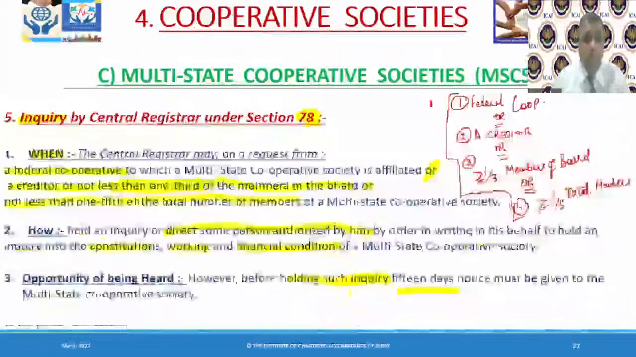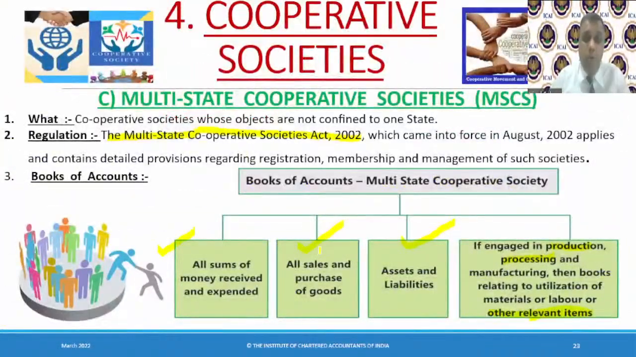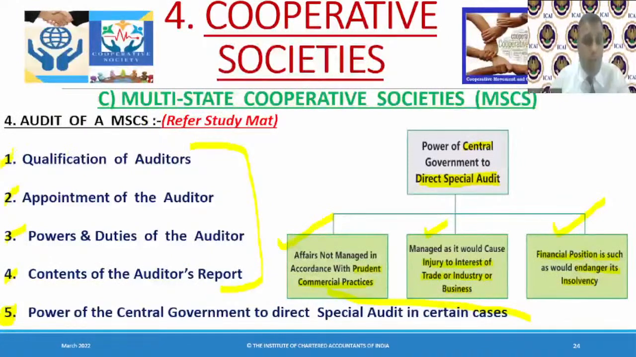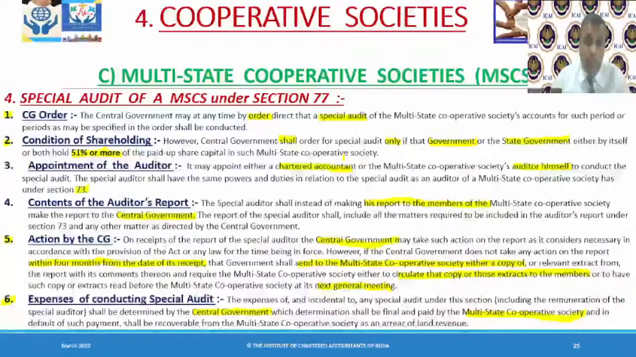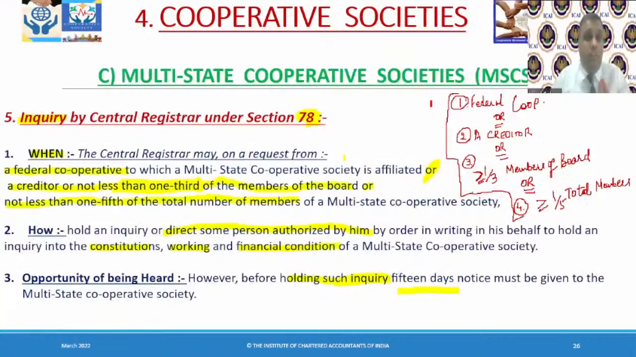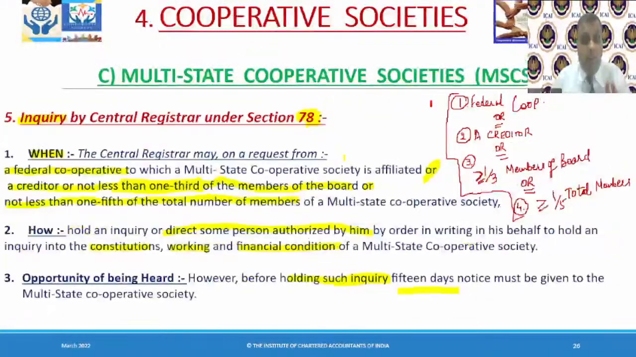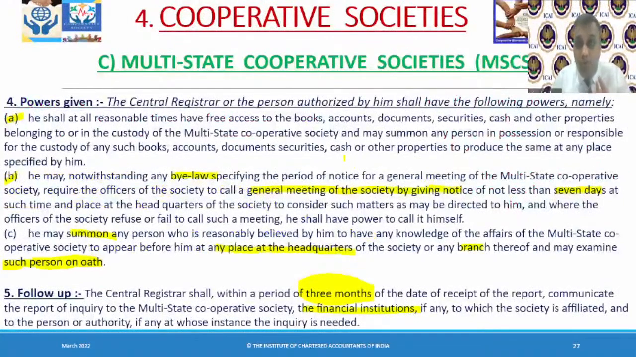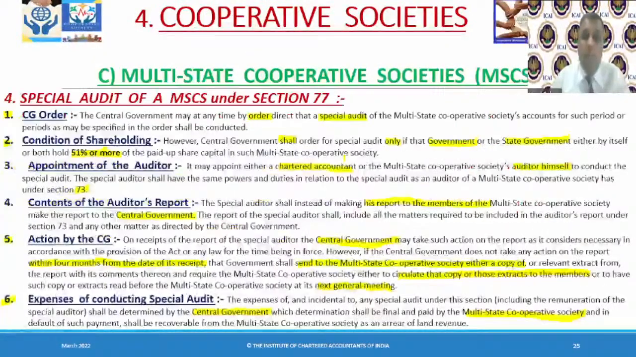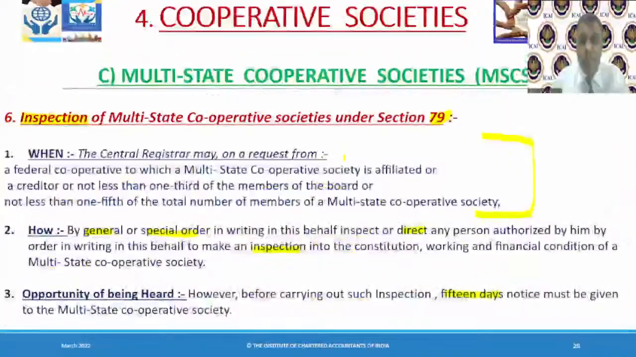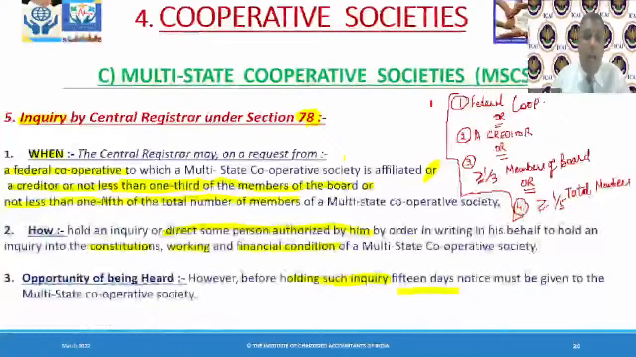So with respect to multi-state cooperative society, what we have heard: the books of accounts they need to maintain. First point was that. Second part was the points related to their audit, 5 points. Third point, special audit of a multi-state cooperative society, section 77. These are the points which need to be taken care of. Then section 78, inquiry. Section 79, inspection. So special audit, inspection, and inquiry. You need to differentiate between these 3 aspects of a multi-state cooperative society. This finishes your last topic and the chapter for the day and the chapter of this batch.